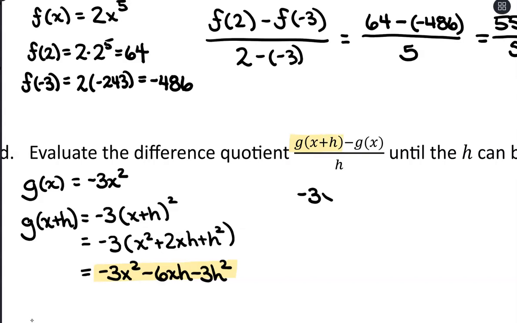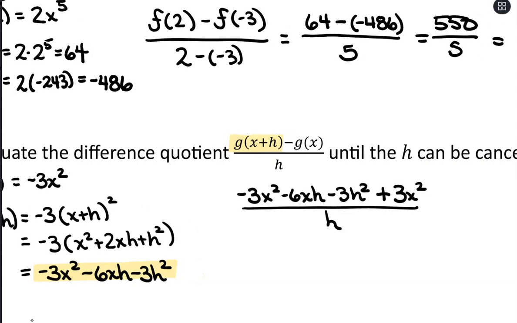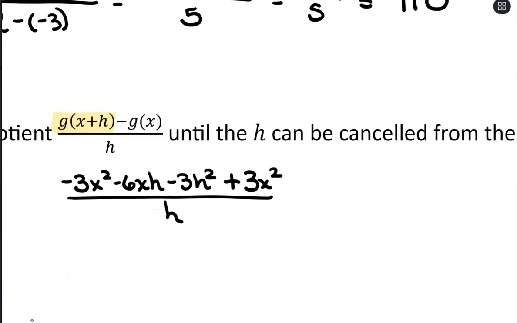So let's plug that in. And we're going to subtract negative 3x squared. So that's really going to turn into a plus 3x squared, all divided by h. And our goal with this process is to cancel out that h in the denominator. The idea being eventually, and this is more of a calculus piece, is that we would be plugging in 0 for h. So we don't want that denominator to turn into a 0.